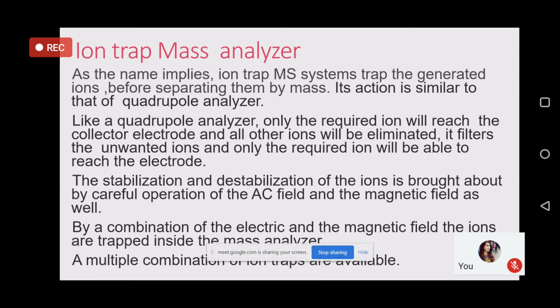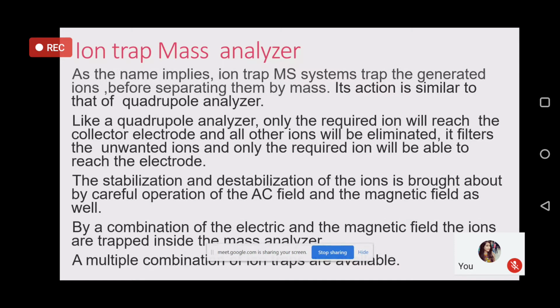And then you can select one M by Z by changing the parameters, by changing the conditions under which the ions are trapped. Now the question is, how will you change the conditions so that ions with a particular M by Z value get destabilized and are able to reach out of that confined volume, come out and reach the electrode to register the current?